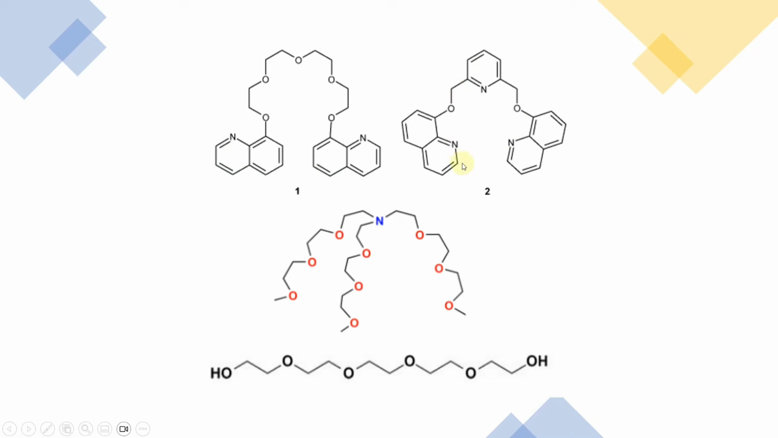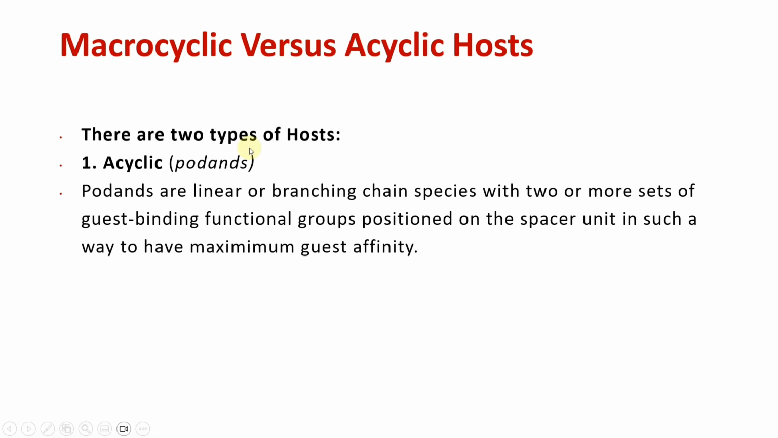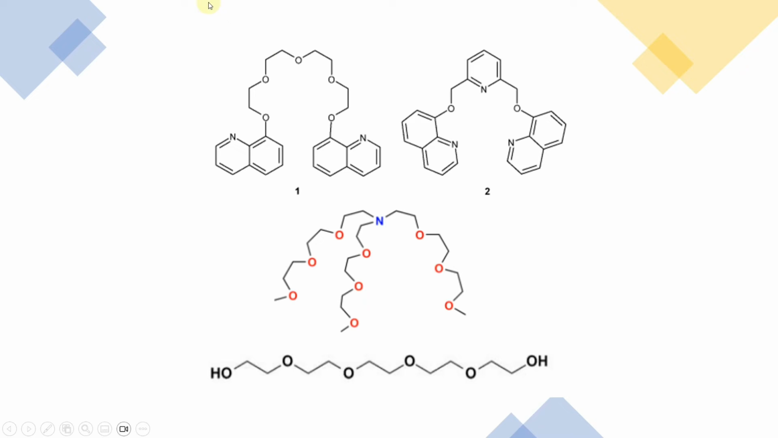This again is an acyclic host, and finally this again is an acyclic host. So these acyclic hosts have the linear or the branching chain, and they have the guest binding functional groups placed on them. So as you can see here, this oxygen, oxygen, oxygen, oxygen, and oxygen, these are all the guest binding functional groups, and these are placed on the main chain of the acyclic host.